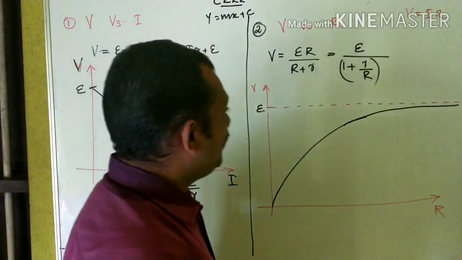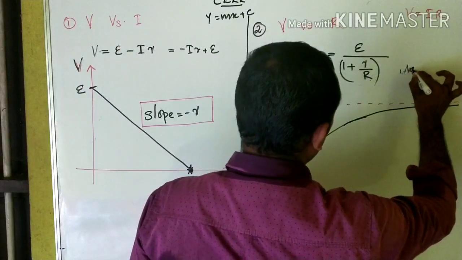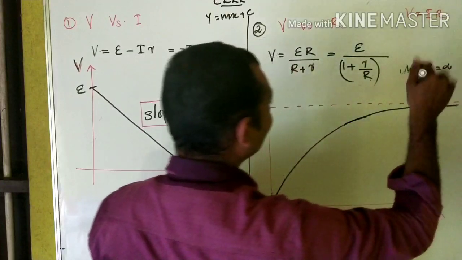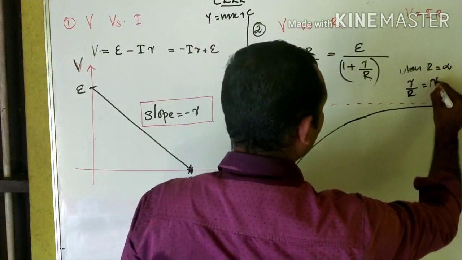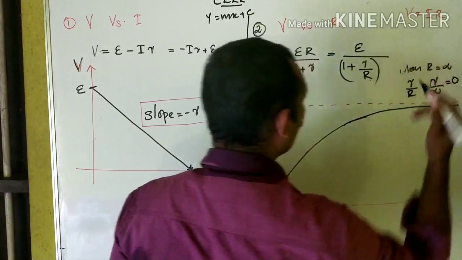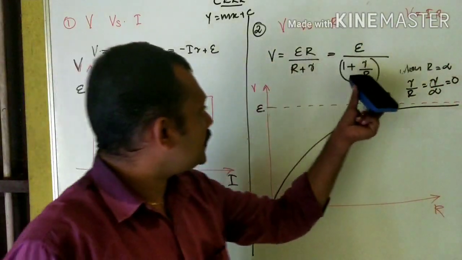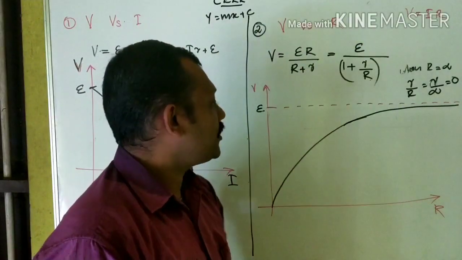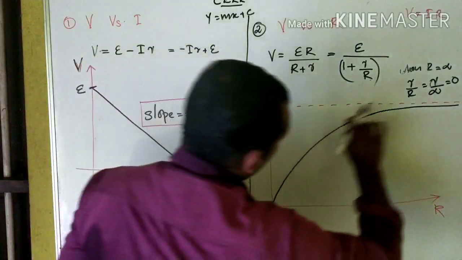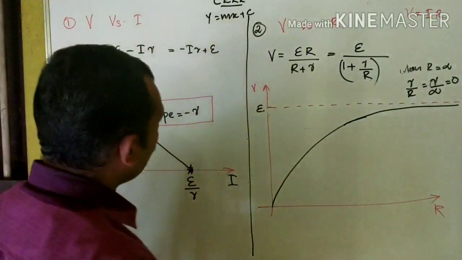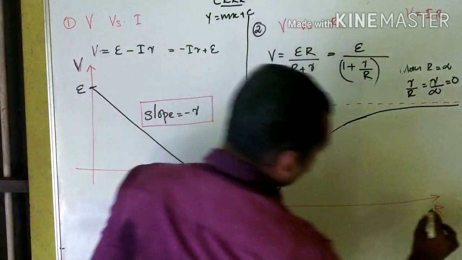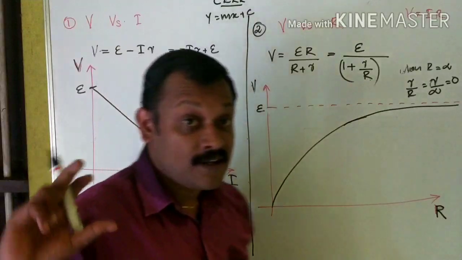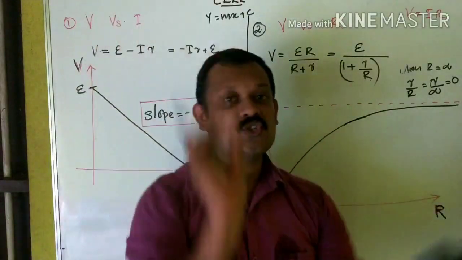I repeat, when capital R is equal to infinity, small r by capital R is equal to 0. Small r by capital R is equal to 0, then 0 plus 1 is 1, that is V is equal to epsilon. So this is a very important graph. This is a curve you have to understand. This is the graph between the terminal potential V and the load resistance capital R. This is the situation for a discharging cell.